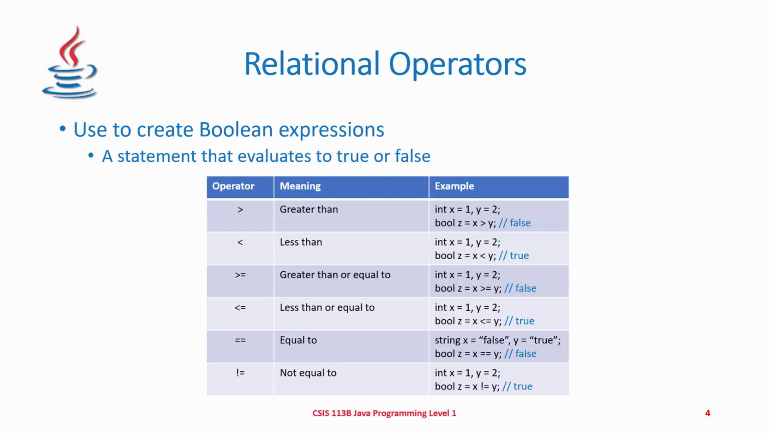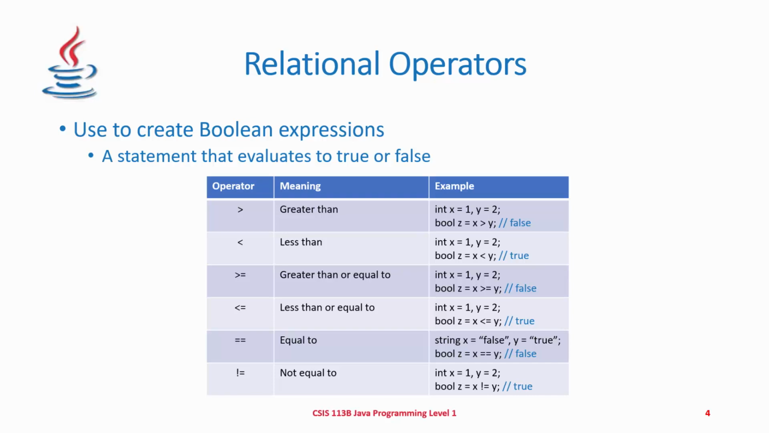Boolean z is then assigned the result of comparing x to y. So Boolean z, since x is not the same as y, will be false. Just realize that there is a difference between a string value with quotes around it and the Boolean value of true or false, which you would not place quotes around.